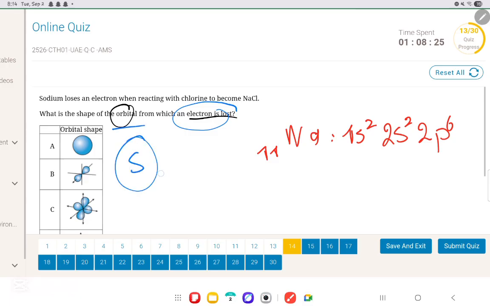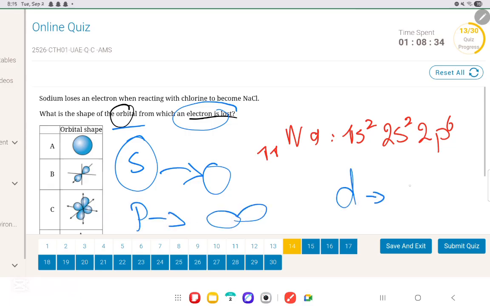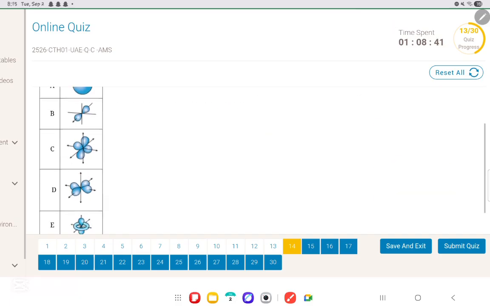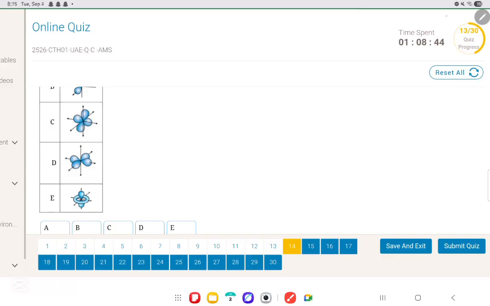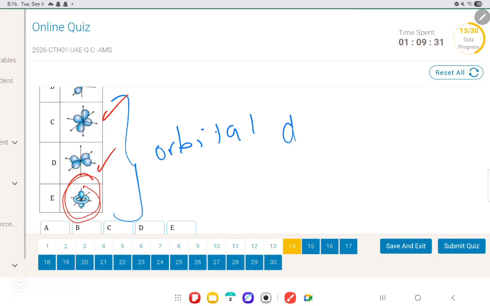Orbital S has a circular shape, whereas orbital P has two domes together, a two-dome shape. Whereas orbital D has a clover shape. The last two are actually also orbitals of type D. So anytime you see a clover shape, this is a clover shape, this is a clover shape, and when you see these clover shapes, you know that it belongs to orbital D.